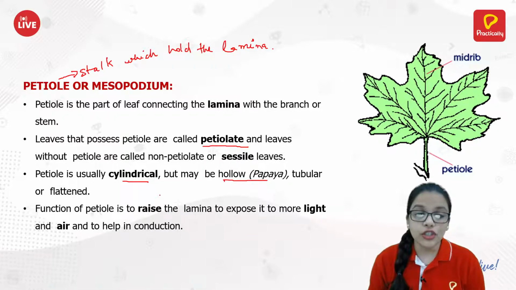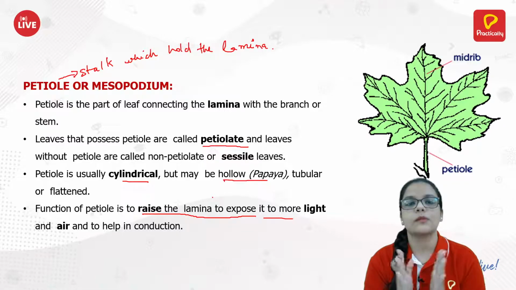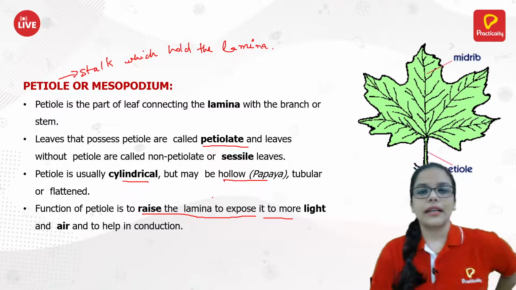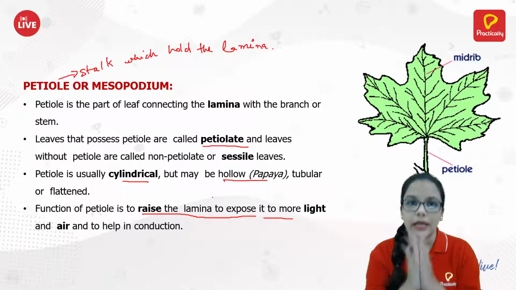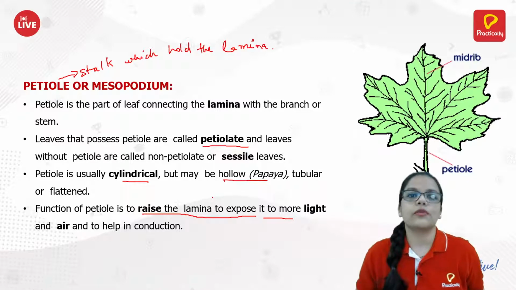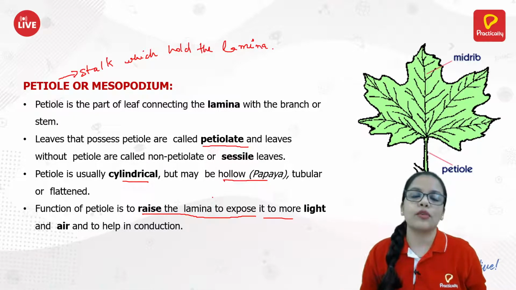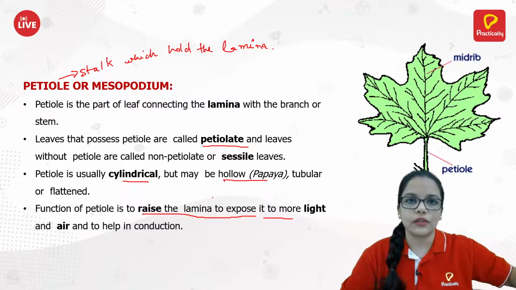Okay, and the function of petiole is to raise the lamina, to expose it to more light. See, the function of a leaf is basically to do photosynthesis. Until and unless it has some extra features which provide some kind of support towards photosynthesis, the basic idea of a leaf is photosynthesis. Each part has its own work, right? Like how roots take the water, nutrients and everything. Stem makes it reach to different parts.